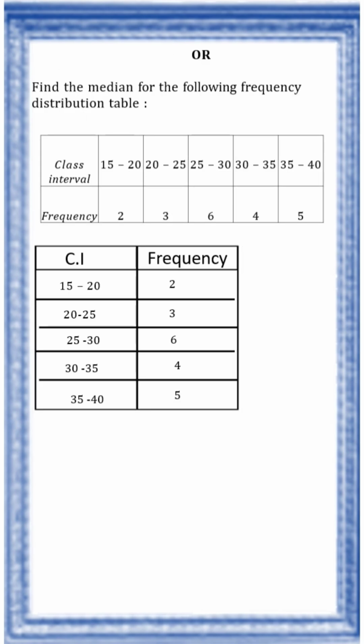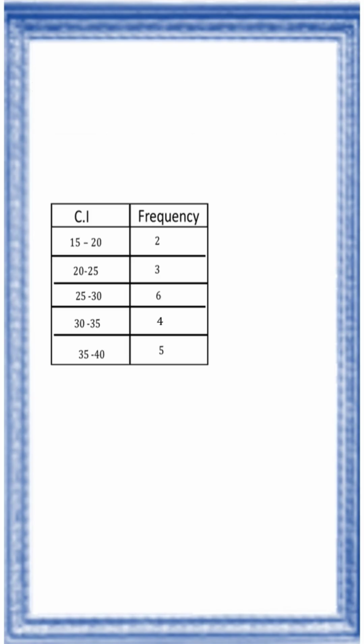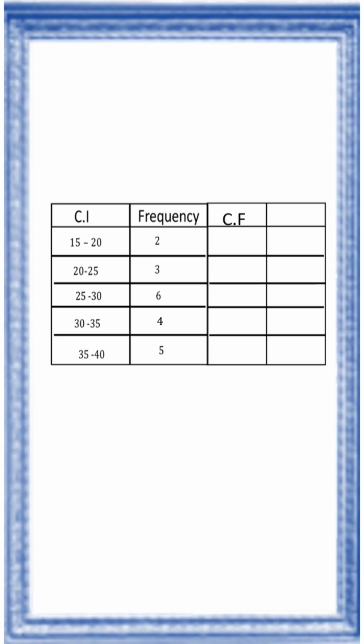There is an internal choice question. Find the median for the following frequency distribution table. The frequency distribution table has been written in a vertical column like this. In the first column we have the class interval. In the second column we have the frequency. Now let us add one more column to find the cumulative frequency, because of the formula that I will write in the next step.